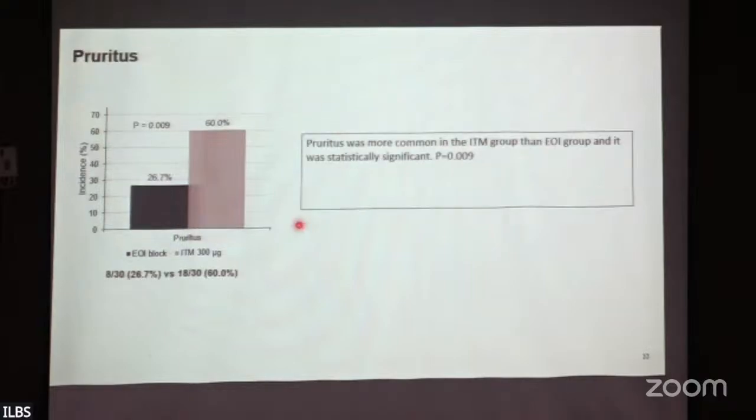Next, coming to one of the commonly recognized side effects of intrathecal morphine, which is pruritus. The incidence of pruritus was 26.7% in the EOI group and 60% in the intrathecal morphine group. It was also statistically significant with a p-value of 0.009.